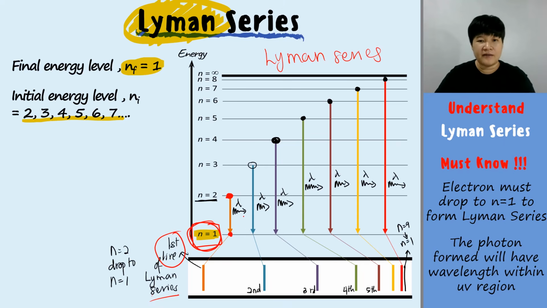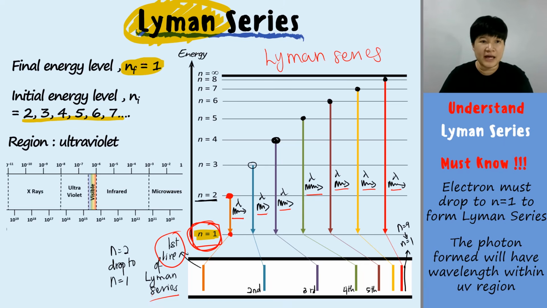Make sense? And we agree that during every transition, there will be a light produced, and the light will have a specific wavelength. And all this wavelength, the entire wavelength, will be dropped into the same region. And the region of Lyman series is ultraviolet. Means all the wavelength will be located in this ultraviolet region.